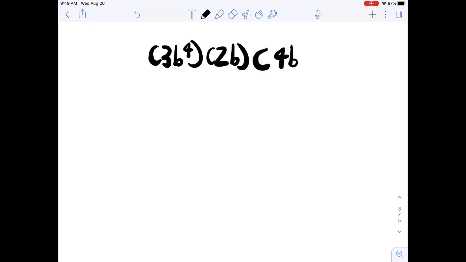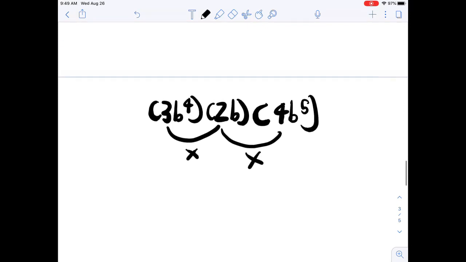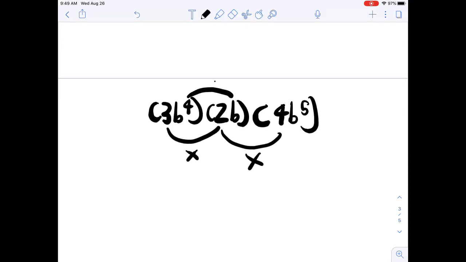And this same rule of multiplying coefficients would apply if we were multiplying three terms together. So like 3b to the power of 4 times 2b times 4b to the power of 5. We would just multiply 3 by 2 and then that by 4. So the rule applies no matter how many terms you're multiplying, and then you would add the exponents.